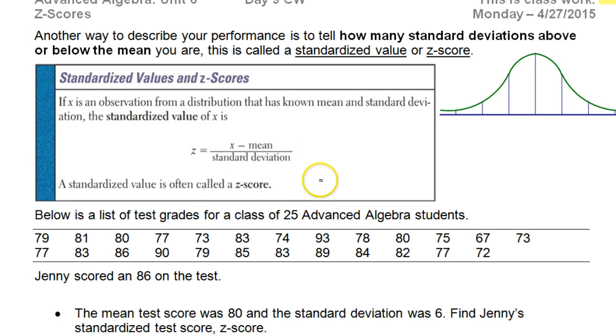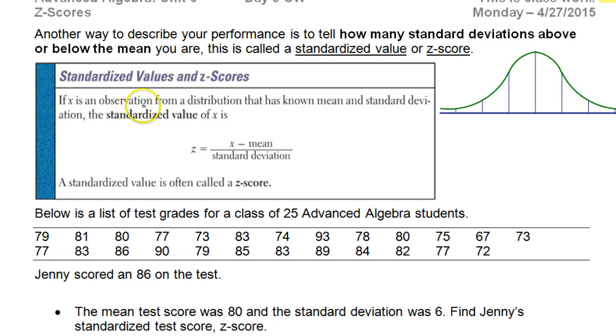Okay? Now, if an observation is from a distribution where you know the mean and the standard deviation, you can find the z-score using this little formula. The z-score is the value minus the mean divided by the standard deviation. All right, a standardized value is called a z-score.